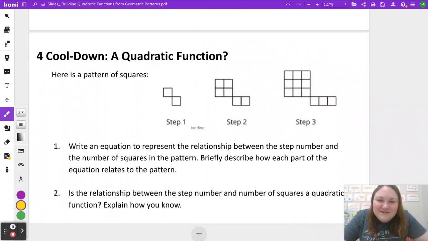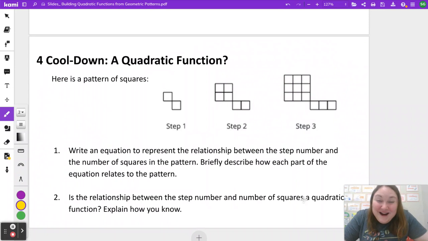So the cool down for this lesson, and a great chance for you to practice and see how well you've learned the goal for this lesson, is on the screen here. Go ahead, pause this video one last time and try this problem to check in and see how you're doing.